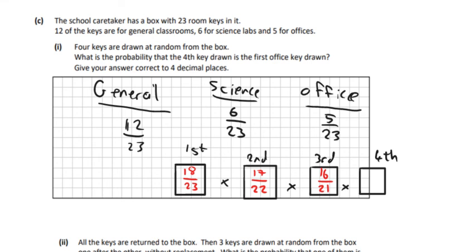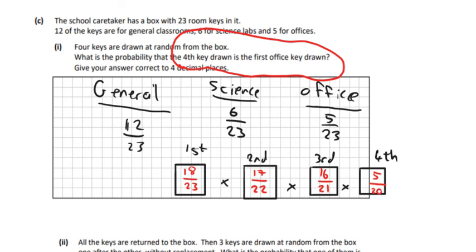And then for the fourth one, we actually want an office key because we want the fourth key drawn to be an office key. So therefore for that to work, there's 5 office keys left because there hasn't been one gone yet. So it's 5 out of, and think about how many there's left then. There's one other one gone there in the last one, so therefore there's only 20 left. So 5 out of 20.